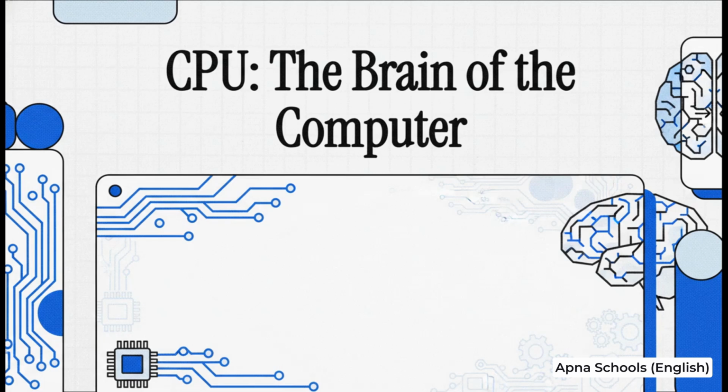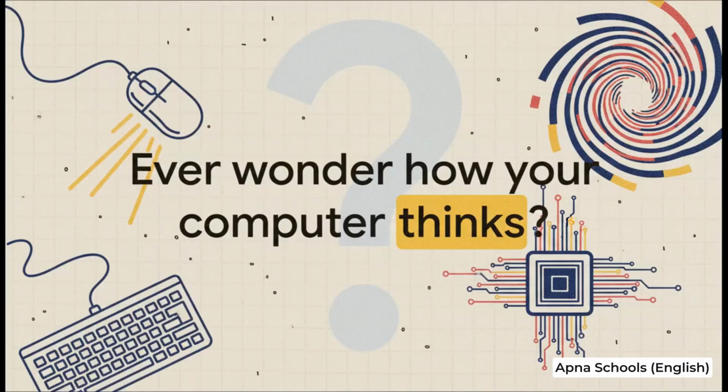Every single time you click your mouse, press a key, really anything your computer does, it's all being run by one central component. It's basically the computer's brain. And today, we're going to demystify that brain, the central processing unit, or as you probably know it, the CPU. I mean, it really does feel like magic sometimes, doesn't it? You click something, you type a sentence, and poof, things just happen on screen.